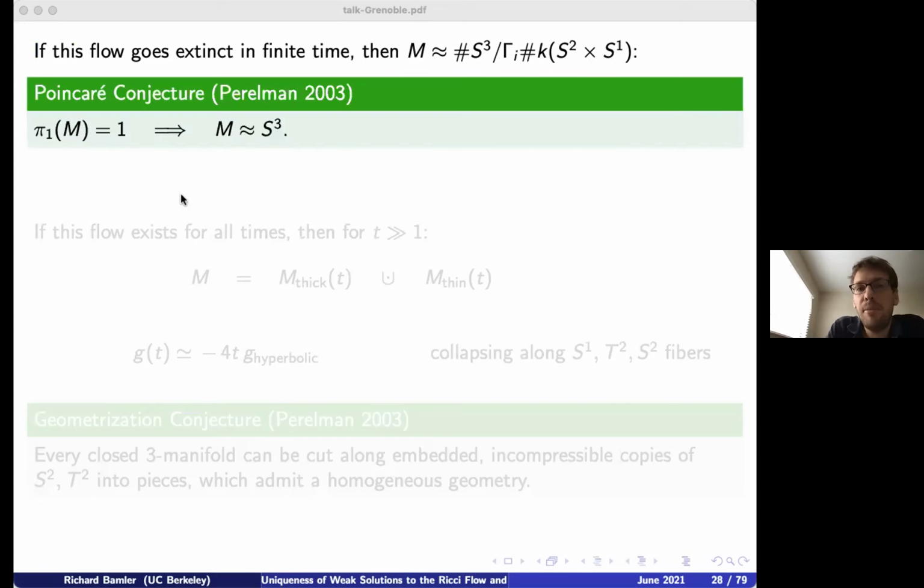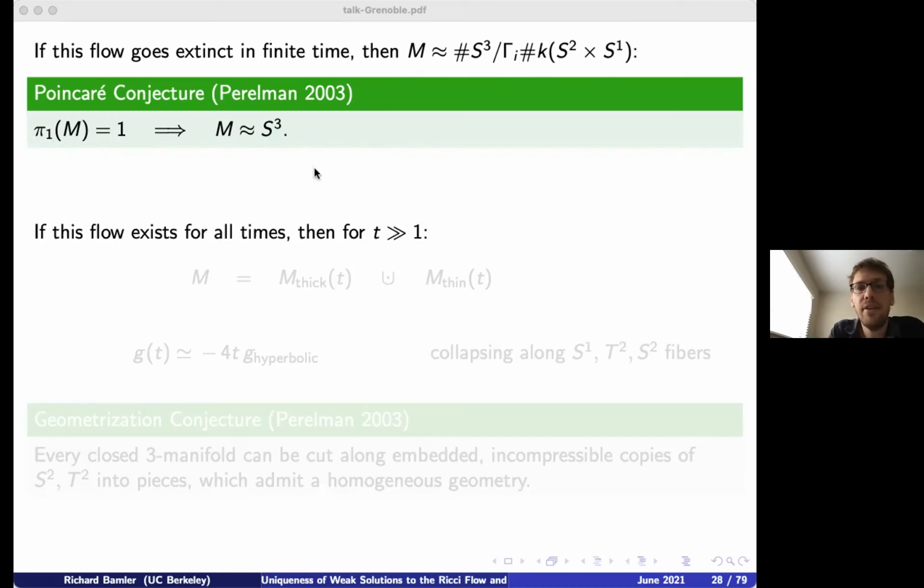And so this led Perelman to deduce the Poincaré conjecture, stating that if you have a simply connected 3-manifold, then it is diffeomorphic to S^3. The way this proof goes is that Perelman came up with the reason why, in the simply connected case, the flow has to go extinct in finite time. Then he could deduce that M has to be diffeomorphic to a manifold of this form. And then we use simple connectedness to rule out all cases except for the S^3 case.